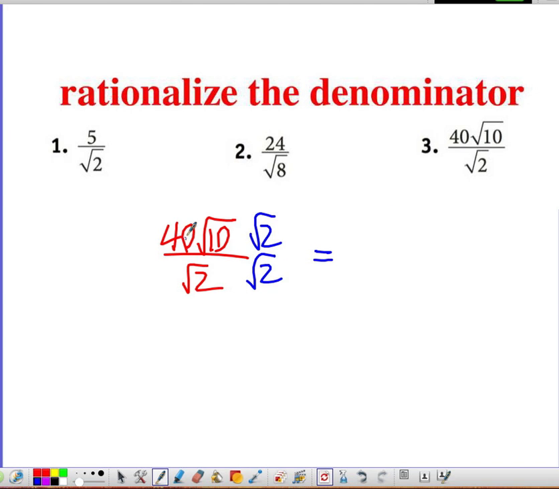And here we have 40 times the square root of 10 times the square root of 2. You can multiply the numbers inside the square roots, so that's going to be the square root of 20 over 2. Now notice, we have 40 divided by 2, and so this means that we can divide 40 divided by 2, it's 20, and so our final answer is plus or minus 20 times the square root of 20.